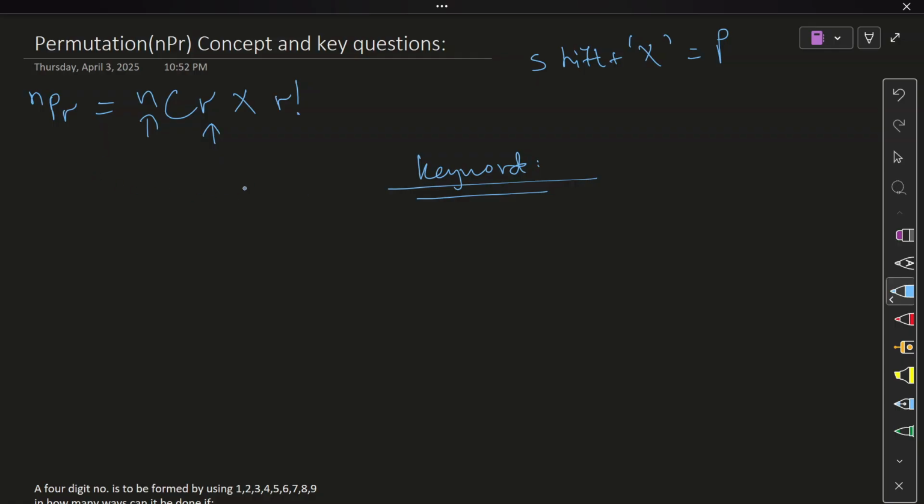For example, I have 8 people, 5 places. It's not like factorial, where I have 8 people and 8 positions. That would point towards factorial. Here I have 8 people and 5 positions, so I will use permutations, nPr, right? But the keyword will remain the same, which is arrangements. So that's something to keep in mind.